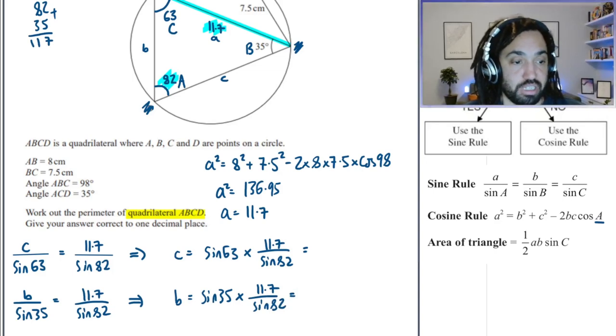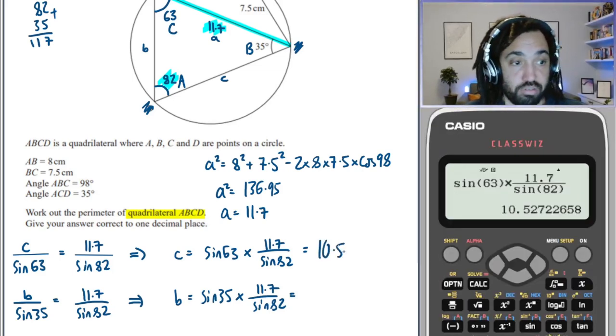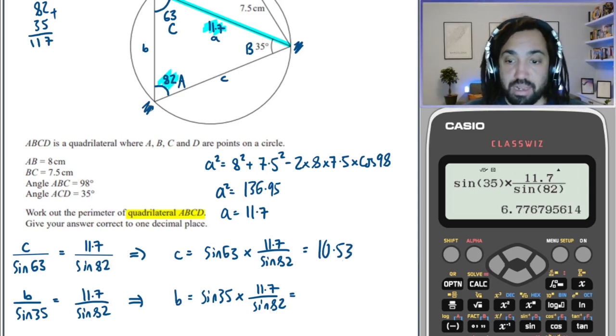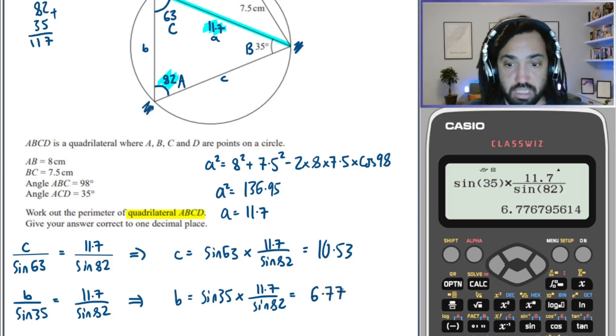So let's do that on the calculator. Okay, the first one gives us 10.53, and then let's do the next one. And this gives us 6.78.